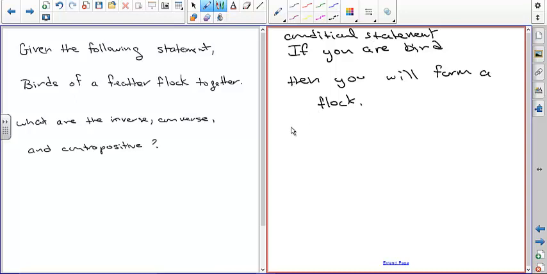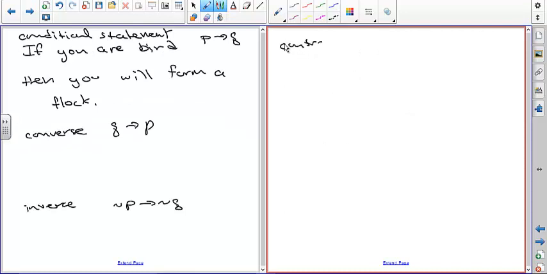So I'm going to give you some time here to write down what you think the other ones are, and I'll write out your cheat sheet. So you'd write down that the converse is if Q then P. The inverse is if not P then not Q. And the contrapositive is if not Q then not P. Okay, so go ahead and write the three other ones.